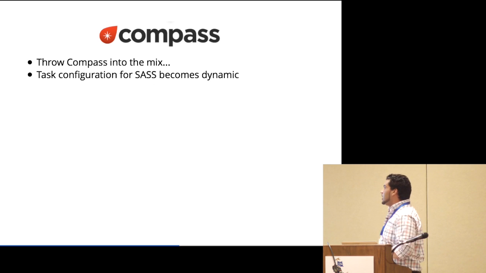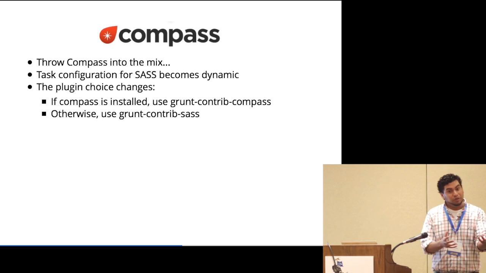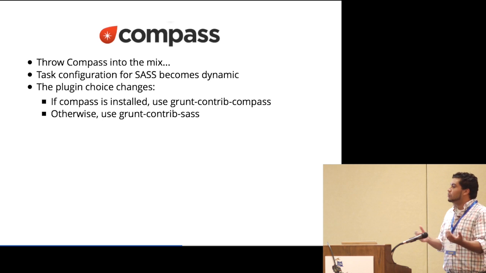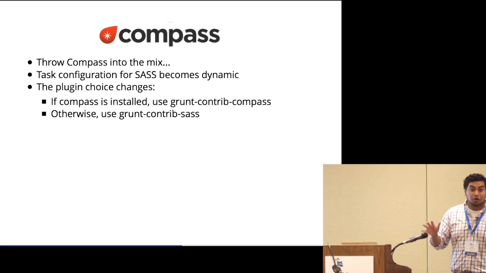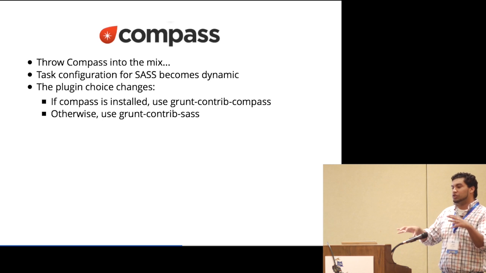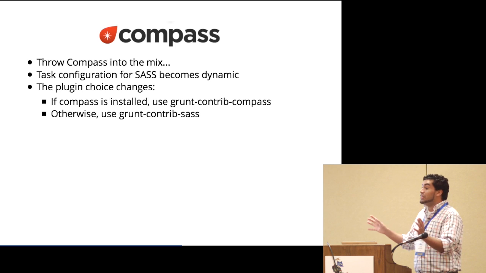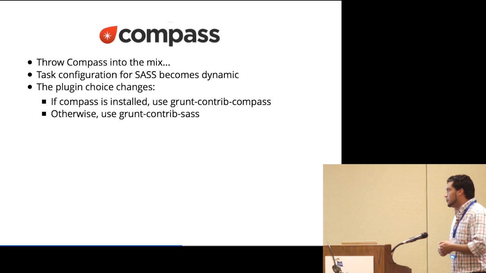Two things have to change. One is the choice of the plugin that you're going to use. Before, when it was just pure Sass, it was Grunt Contrib Sass. But now, if Compass was installed, we use Grunt Contrib Compass. And Compass being a superset of Sass, it will work even if you're not using mixins. Okay? But you have to be able to detect that at runtime.